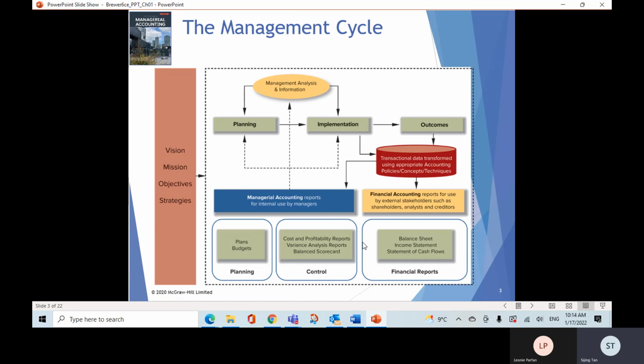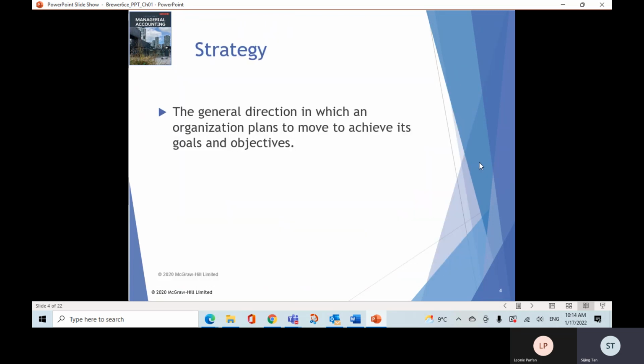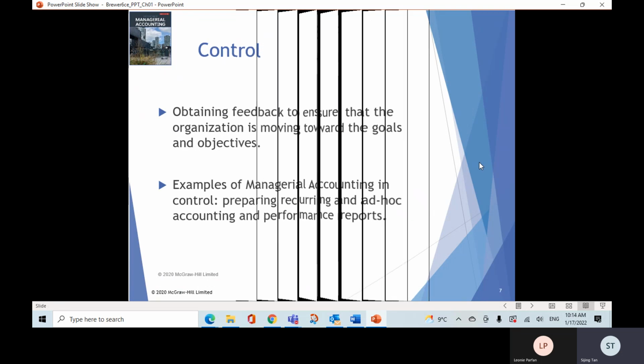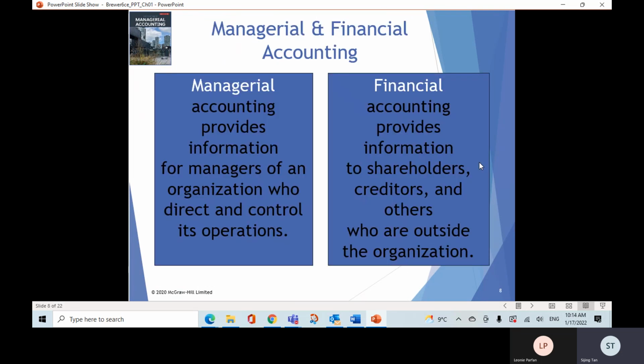So the work of management is summarized in this whole picture, right? We see a very big one: vision, mission, objective, strategies, and then it goes to the management analysis and information. To better understand this chart, we have a detailed analysis in our textbook. Strategy, planning, implementation, control.